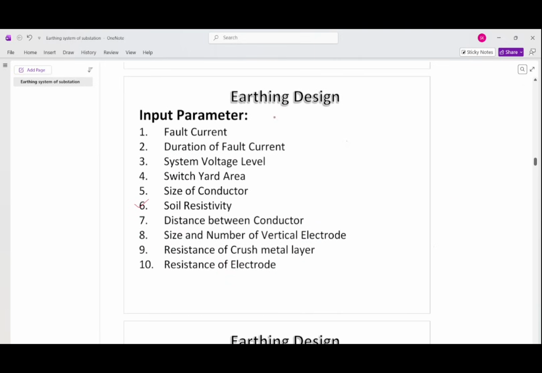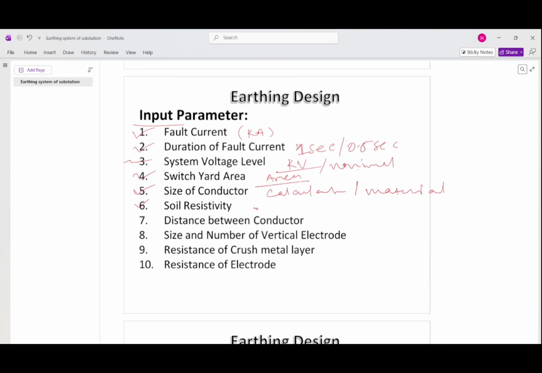Earthing design: what are the input parameters? Input parameters: there is a fault current as an input, in kiloamperes, and the duration of the fault current, say 1 second or 0.5 second. System voltage in kV: as per the given maximum, minimum, nominal voltage, we have to consider nominal voltage. Switchyard area of the grid: we will be designing the grid for that switchyard area, so area is also important. Size of the conductor: we calculate the size of the conductor, and the material we have to select.